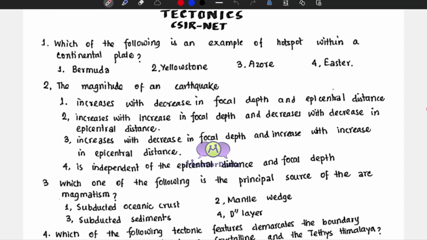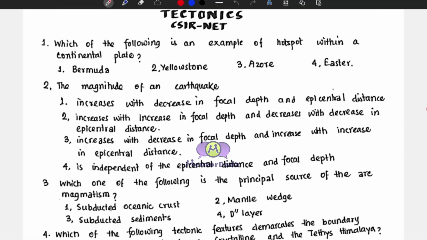The first question is, which of the following is an example of a hotspot within a continental plate? Option one is Bermuda, second Yellowstone, third Azores, and fourth Easter. So let's think about them one by one. We all know about the Bermuda Triangle, right?